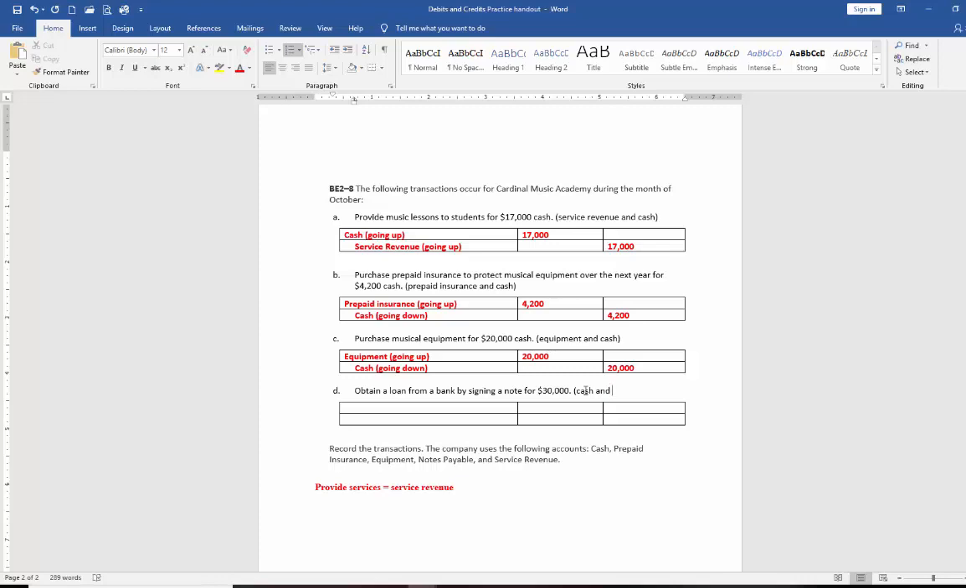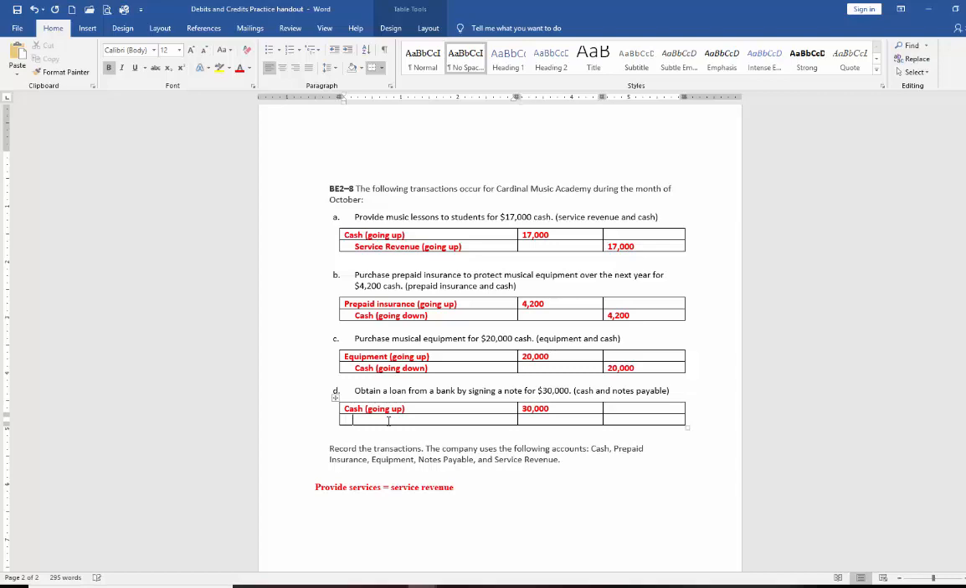All right, so we got a loan from a bank, so our cash is going up, and it says we signed a note. We signed a note. All right, if you look down here, notes payable, right? So you signed a note. Notes payable is our other account. The note tells the bank, I'm going to pay you back this money in a certain amount of time, and it's going to have some interest with it, right? All right, so what's happening to our cash in this transaction? Our cash is going up, right? We're getting cash from the bank, so our cash is going up.